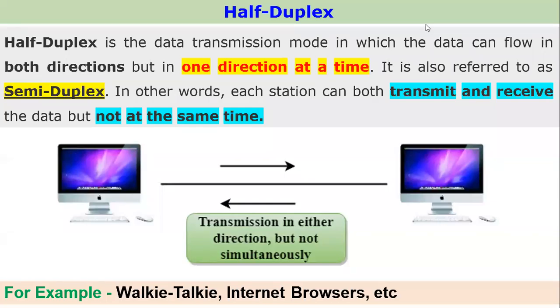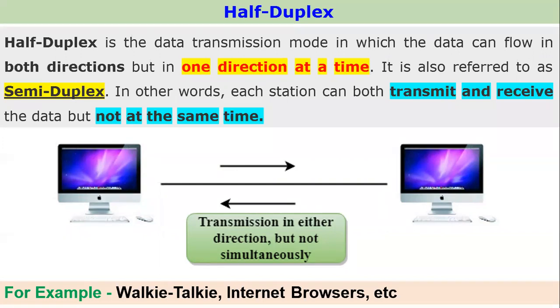Here we are discussing half duplex. Half duplex allows the data to travel in only one direction at a time, right? Not at the same time. That's an important point to remember. They allow transmission in both directions, but not at the same time.